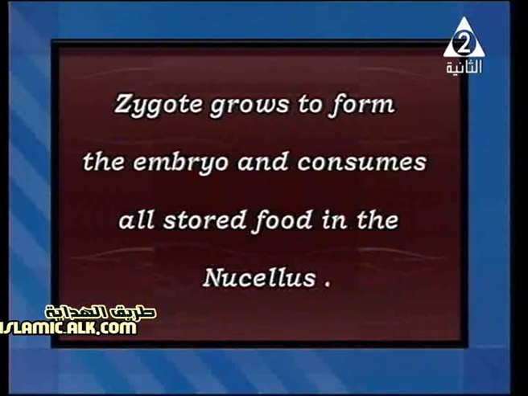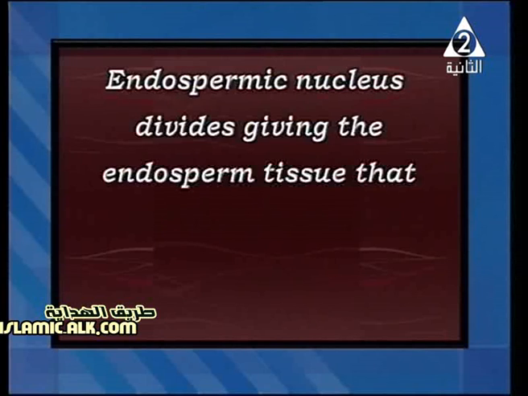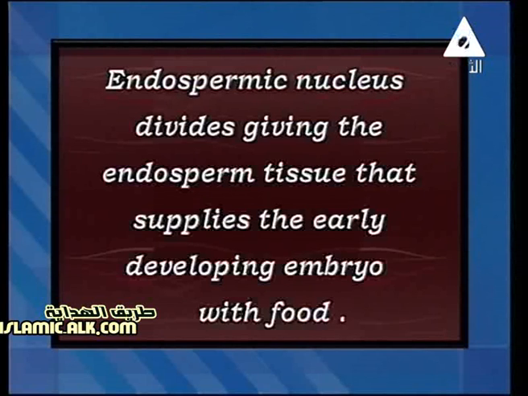Well, after that, the zygote, remember that. We say that the zygote grows more and more to form the embryo, okay? And this embryo consumes all the stored food in the nucleus, okay? But what's going to happen after that? The endospermic nucleus divides to give the endosperm tissue. This endospermic tissue supplies the early developing embryo with food.